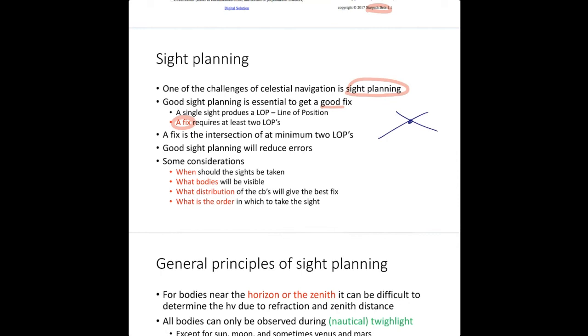If you plan your sights, you should take some elements into consideration. First of all, when can the sights be taken? What bodies will be visible? How will we look for a good distribution that will give us the best fix? And in what order shall we take the sights?